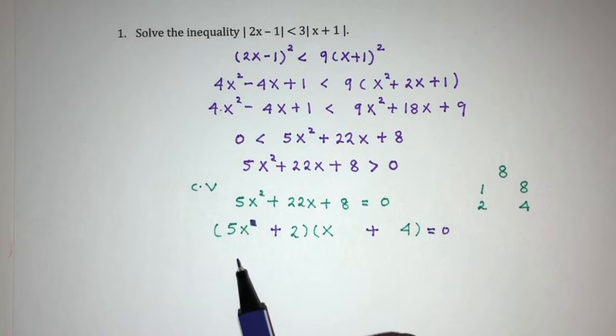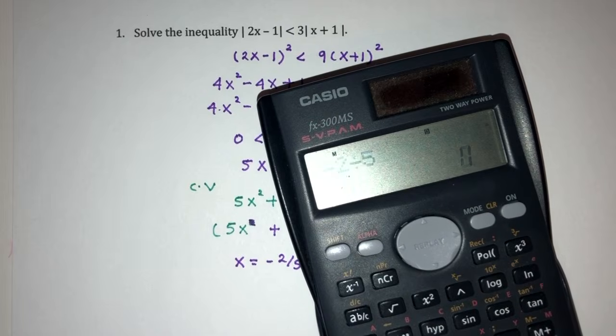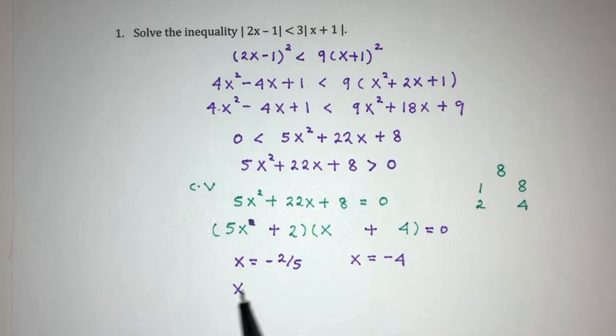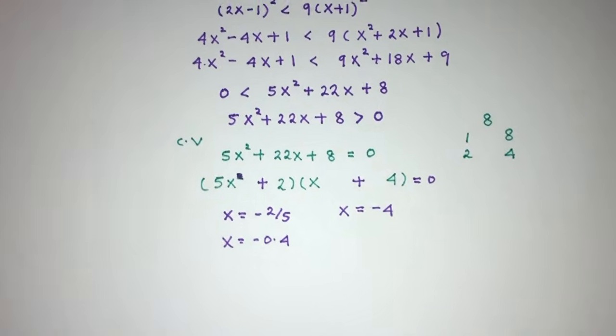Now let's solve. x will be the value of minus 2 over 5. x will be minus 4. So what is minus 2 divided by 5? That will be minus 0.4. Now these are not the answer for the question. These are the critical values for my equation.